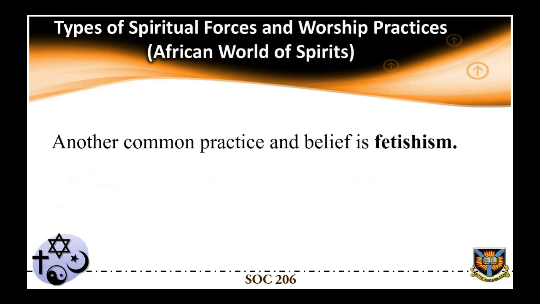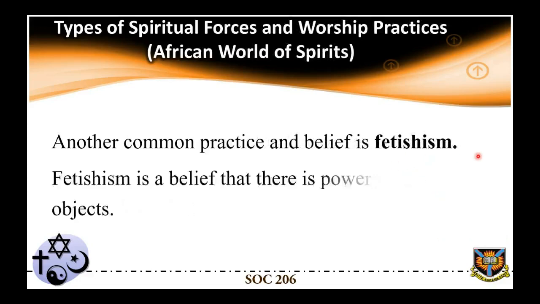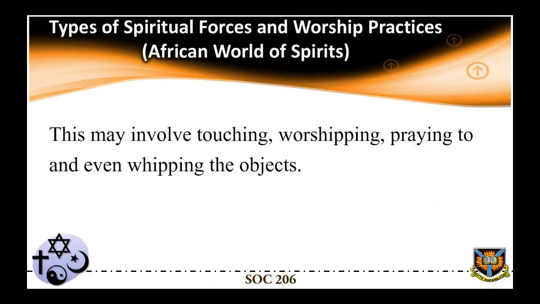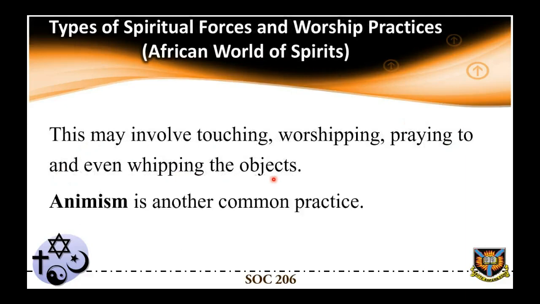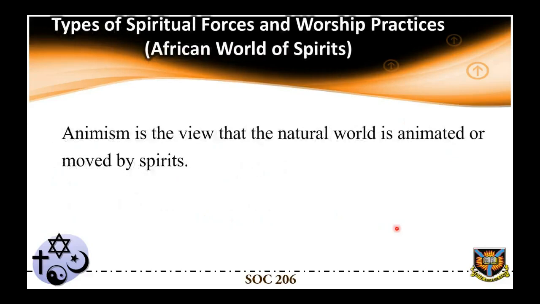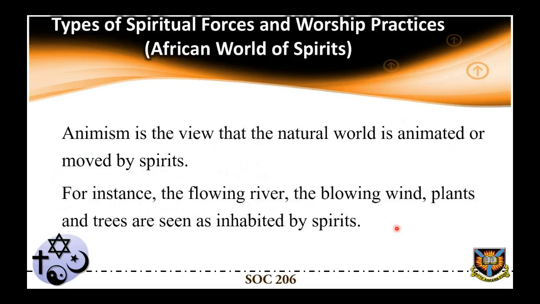Another common practice and belief is fetishism. Fetishism is a belief that there is power in inanimate objects. These may involve touching, worshipping, praying to, and even weeping over the objects. Animism is another common practice. Animism is the view that the natural world is animated or moved by spirits. For instance, the flowing river, the blowing wind, plants and trees are seen as inhabited by spirits.